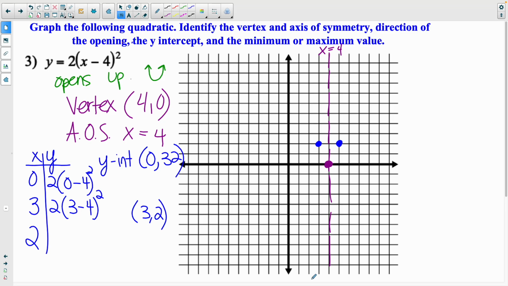Plug in the 3, you should get 2 for your y-coordinate. So our first additional point is 3, 2. But again, because the y-intercept went off, we don't have 5 points. So we have to do one more. So we plug in a 2.